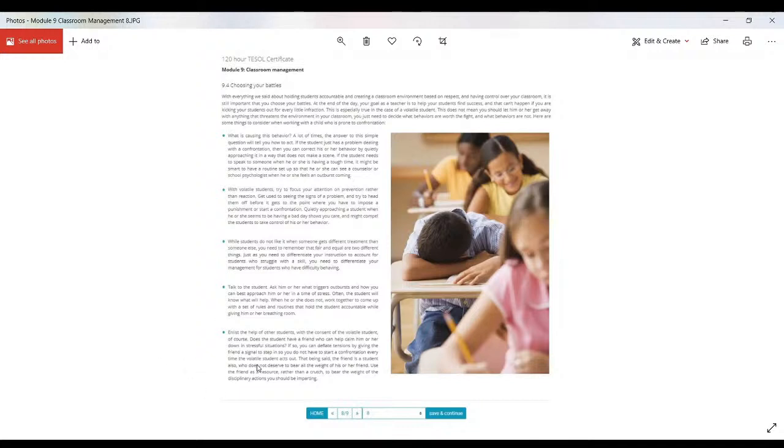Next, enlist the help of other students, with the consent of the volatile student, of course. Does the student have a friend who can help him or her calm down in stressful situations? If so, you can deflate tensions by giving the friend a signal to step in so you do not have to start a confrontation every time the volatile student acts out. That being said, the friend is a student also, who does not deserve to bear all the weight of his or her friend. Use the friend as a resource rather than a crutch to bear the weight of the disciplinary actions you should be imparting.